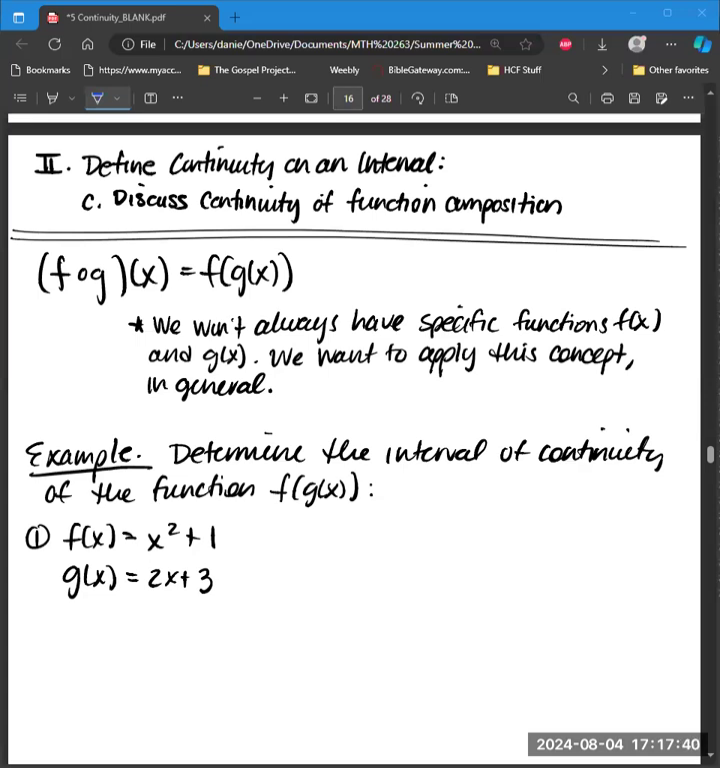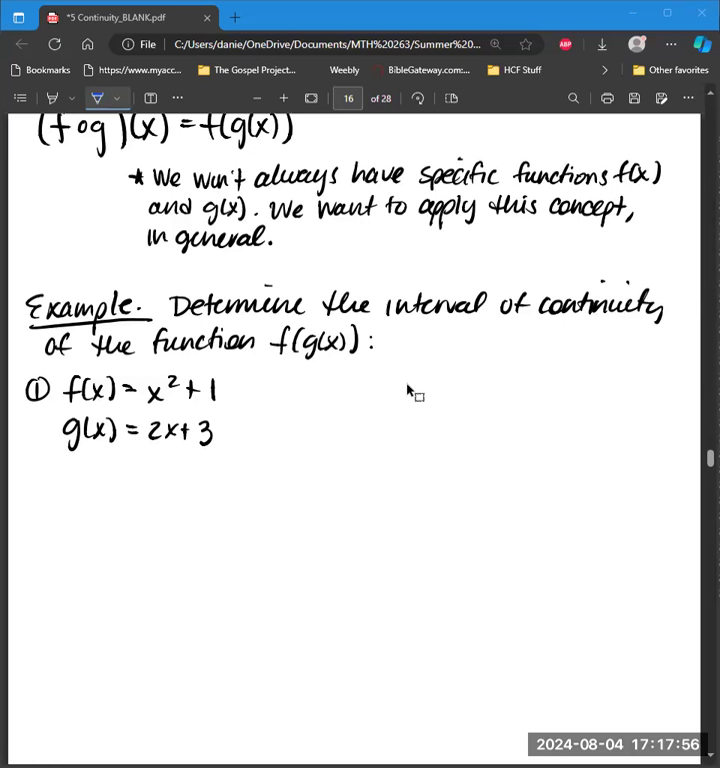Let's keep going here and define continuity on an interval and discuss continuity of a function composition. So f of g of x, we want to have specific functions f and g. We want to apply this concept in general. So let's determine the interval of continuity for f of g of x when f of x is equal to x squared plus 1 and g of x is equal to 2x plus 3.